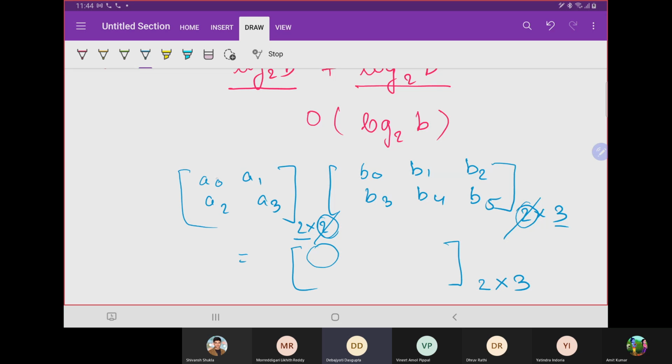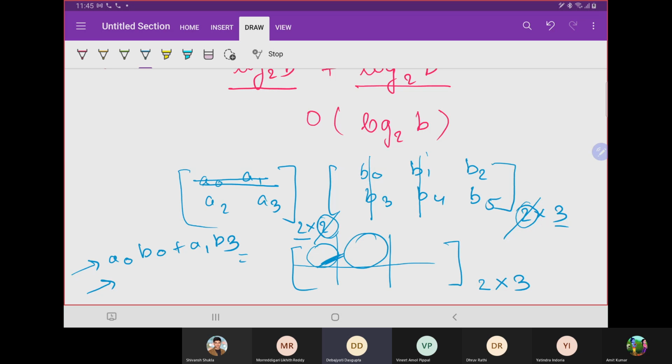What will be its first element? First element will be first row and first column. So this will be A0, B0 plus A1, B3. This will create my first element, first row, first column. Similarly, what will be first row, second column of my result? It will be first row, second column. So this will be A0, B1 plus A1, B4. This will create my first row, second column. Similarly, you can fill up all the 6 elements.